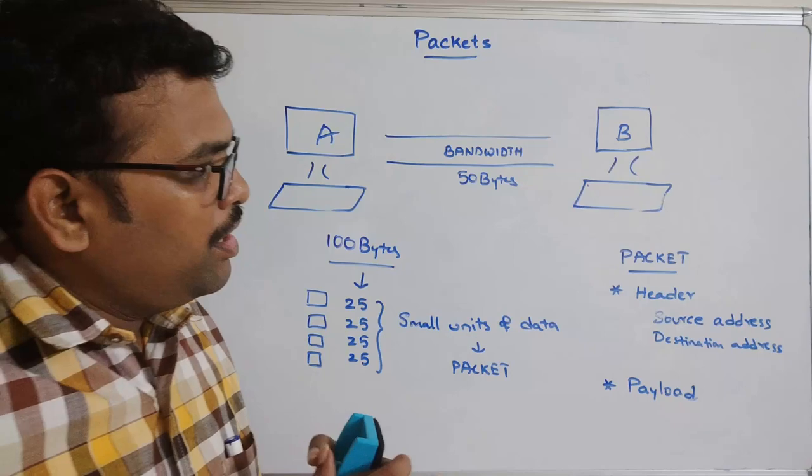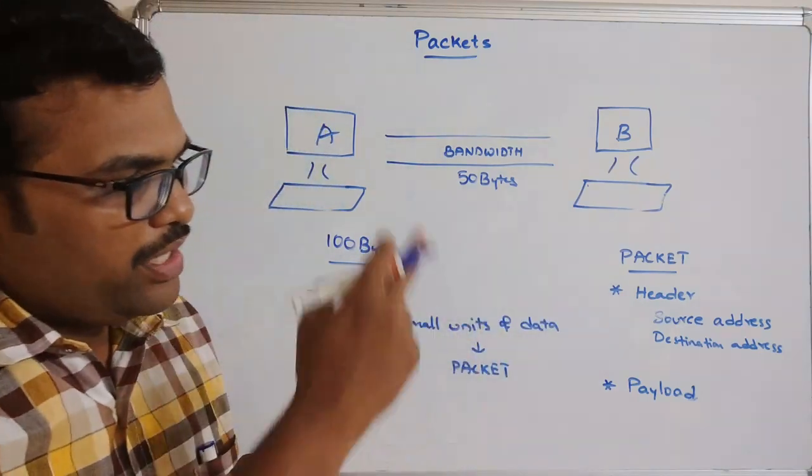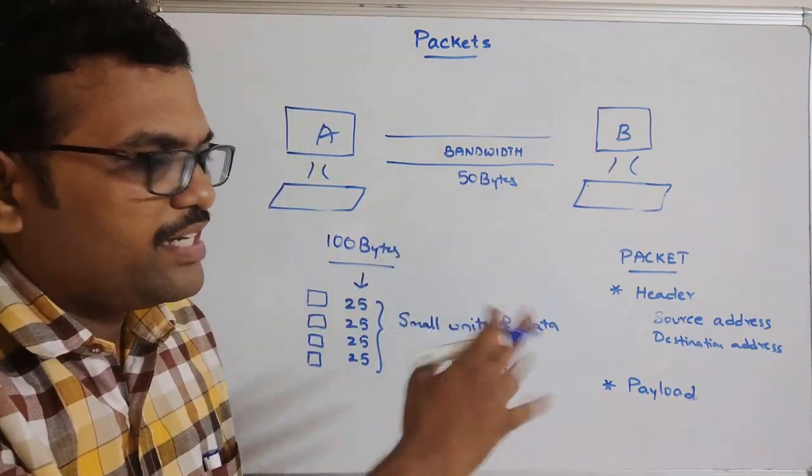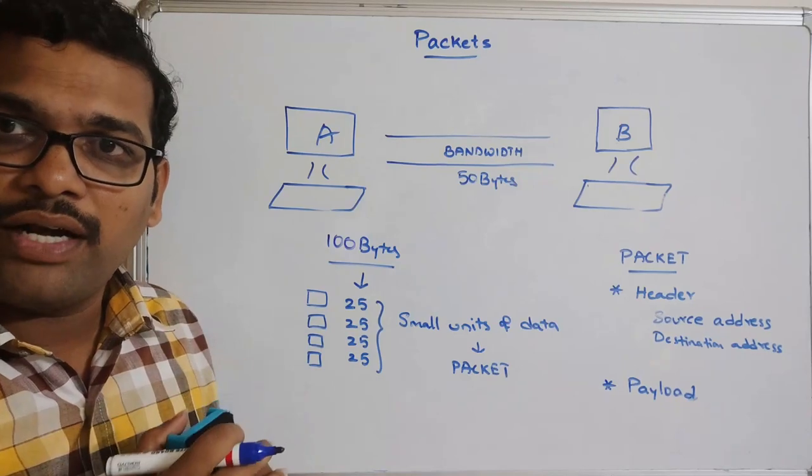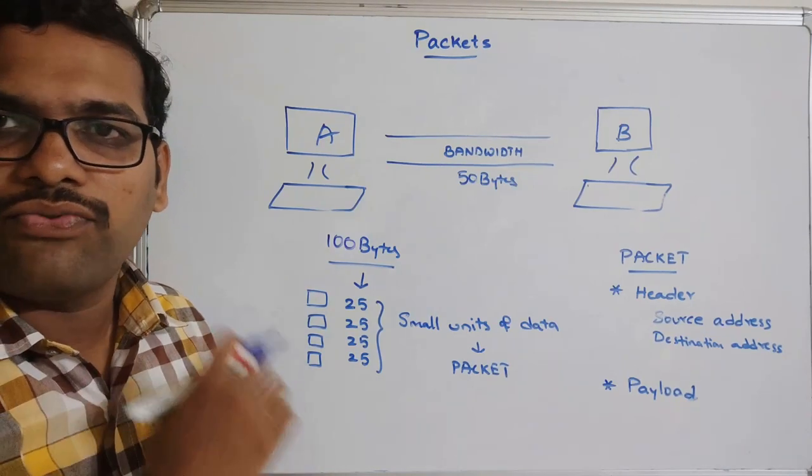So the packet will have the header and the payload. In the header, we'll have the source address and the destination address. And one more important thing is the length of the data.